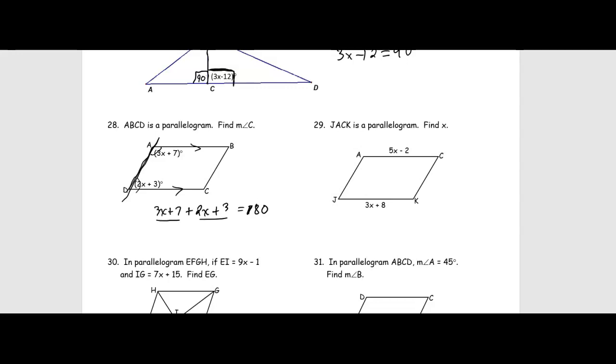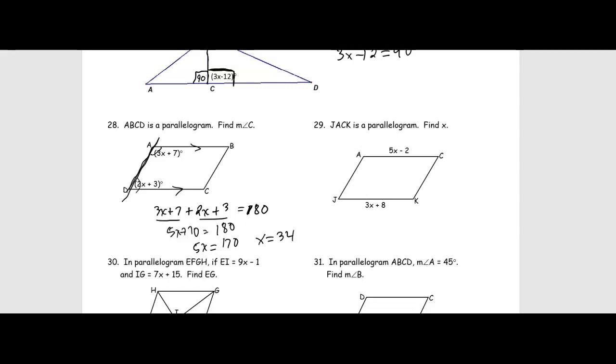All right. So if we do that, we get 5x plus 10 equals 180. Subtract your 10 over, get 5x equals 170. Divide 170 by 5, and that should give you 34. So now, know what that means.